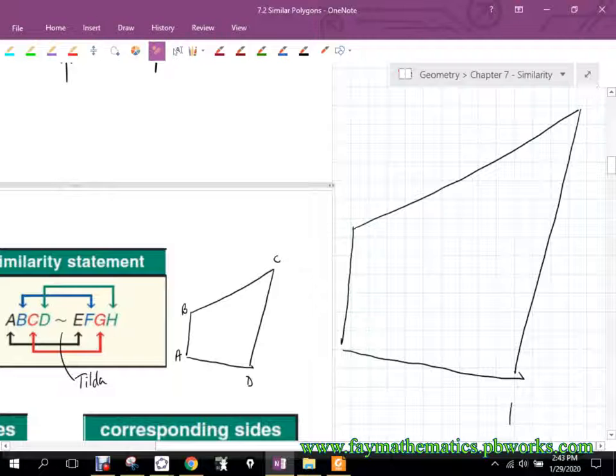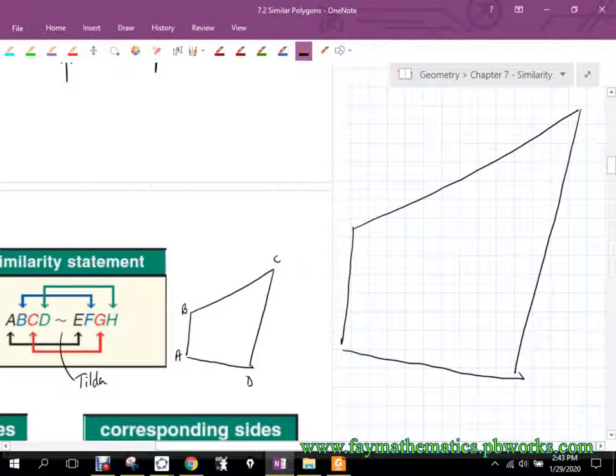When I did that, my computer is actually using this geometry that we're talking about. I'm going to name this point E. I'm going to name this one F. I'm going to name this one G. And I'm going to name this one H.